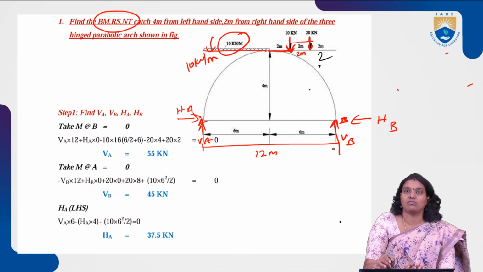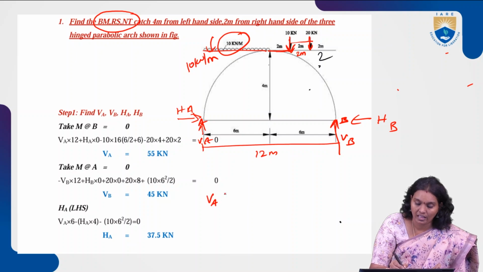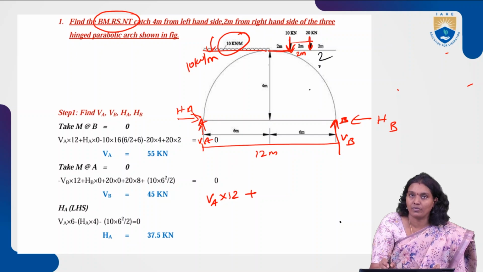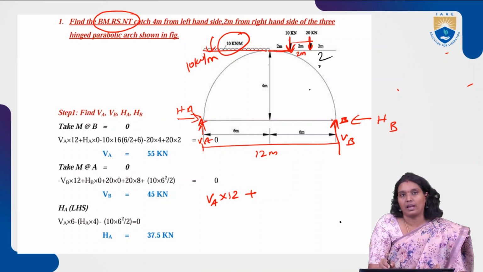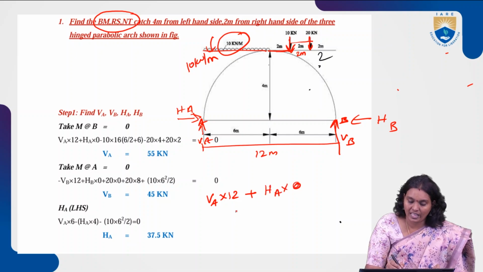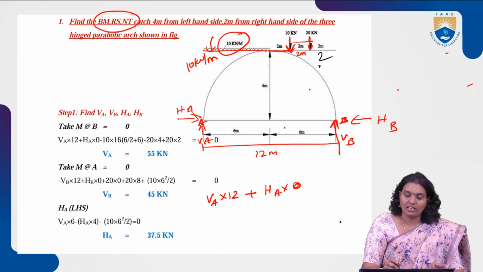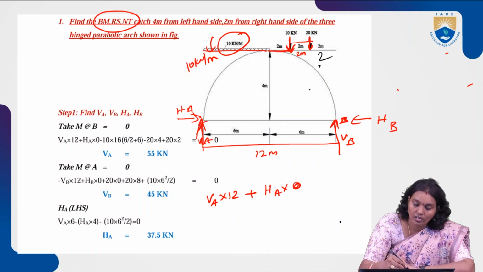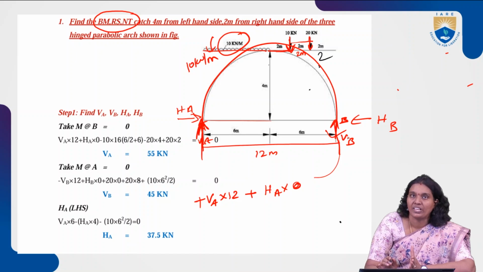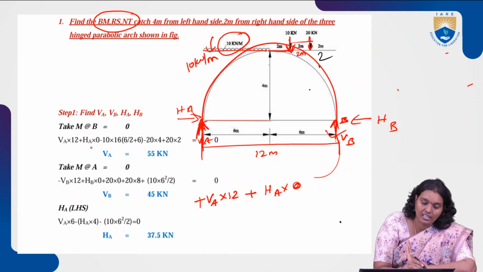VA times the overall length is VA into 12, plus the horizontal reaction. There is nothing from there, since the two supports are at the same level, so horizontal into 0. Now, this is the load, this is the upward reaction. From here to here this is positive, that's how we consider it. Here to here nothing is there, so that is also positive. There is no difference between these supports, it is a symmetrical one, that's why horizontal into 0.